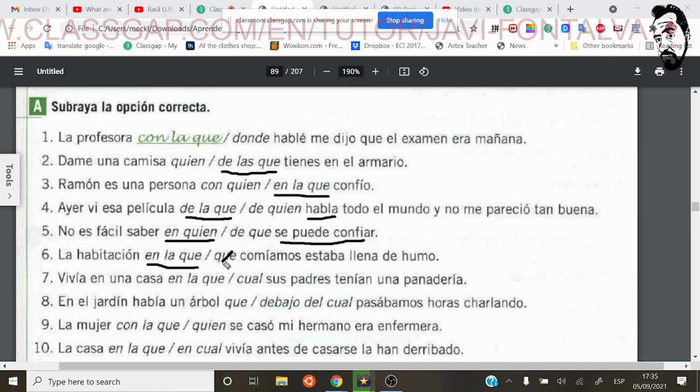For me, what sounds unnatural is to say it fully, because we use this in a very colloquial context. So I would say pan comido.